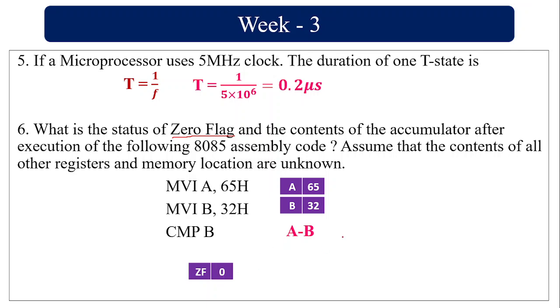Since the A minus B output is going to be 33, it is a non-zero value, so the zero flag will be reset. Suppose your subtracted value is going to be 0, then the zero flag will be set. For this case, the zero flag is 0 and the accumulator content, 65, will be retained. So the net result will not be affected; the subtraction is done only to update the status flag, not the accumulator content.